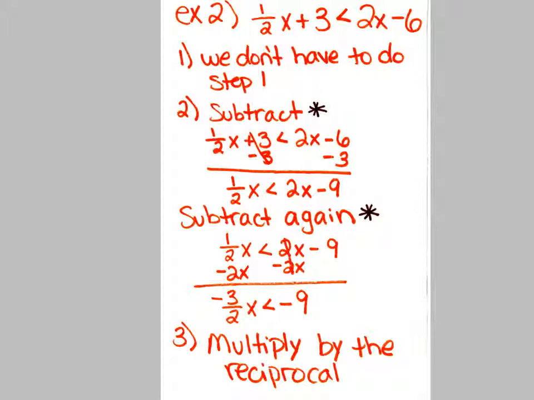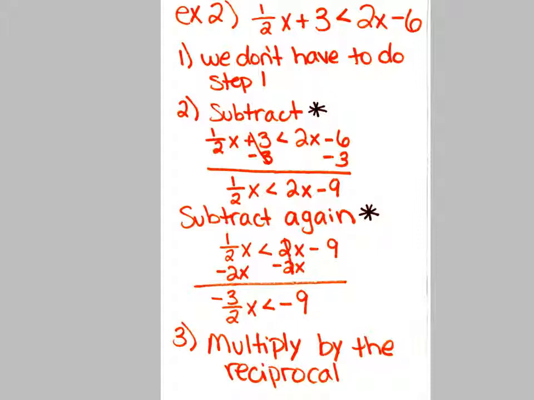Example 2. 1/2 x plus 3 is less than 2x minus 6. Since we don't have to distribute or combine like terms on either side of the inequality, we do not have to complete step 1. So we will start with step 2. We will subtract 3 from both sides of the inequality.